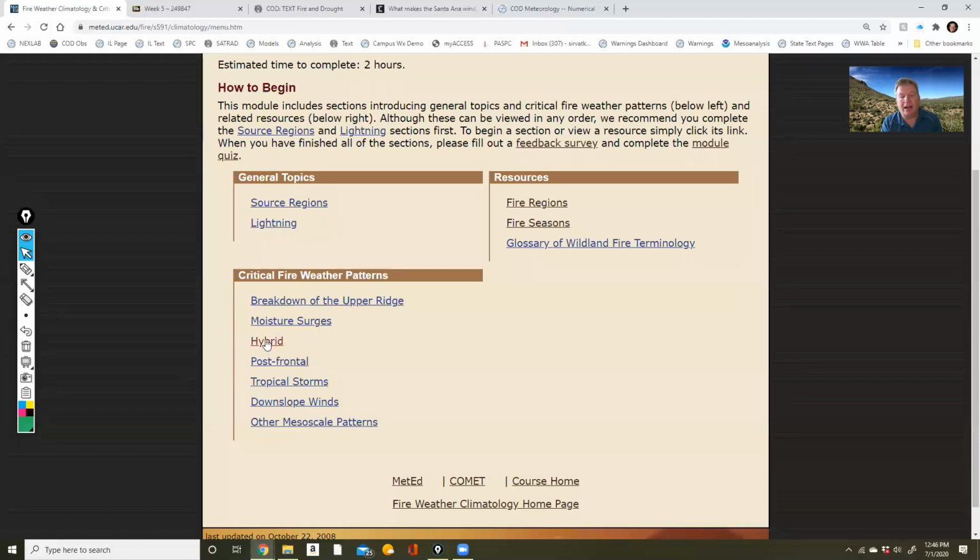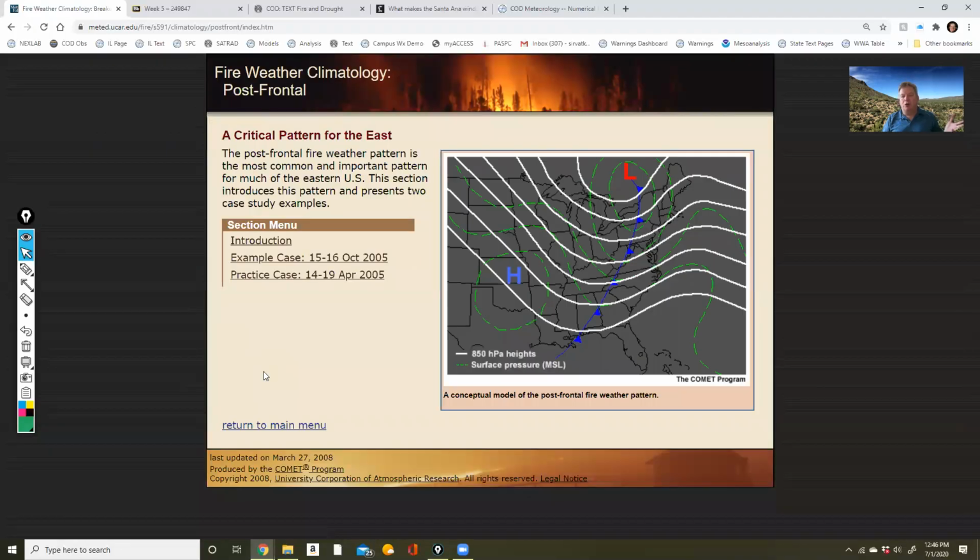I'm not going to worry about hybrid. Really quickly, just post-frontal. The key thing about post-frontal is that we get a cold front go through, usually in spring, or maybe the fall. Here's one in April, here's one in October. And we get continental tropical air. So let's make that nice and big in the back.